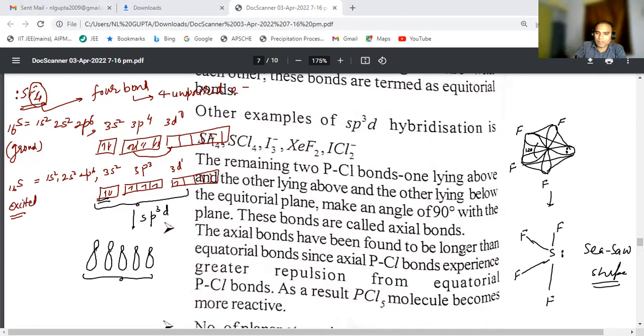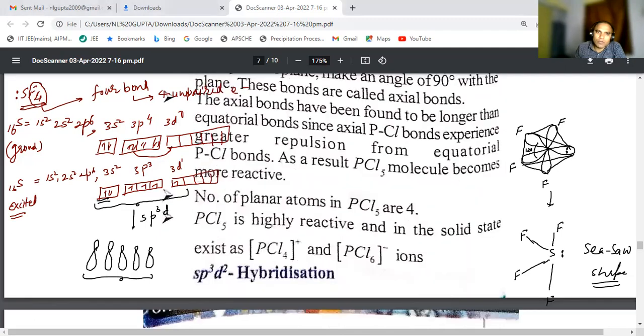Wait. Where has it gone? Okay, taking the picture. Yeah, take it. So now let us move on to the next one.